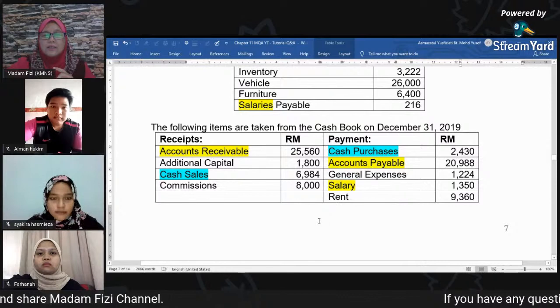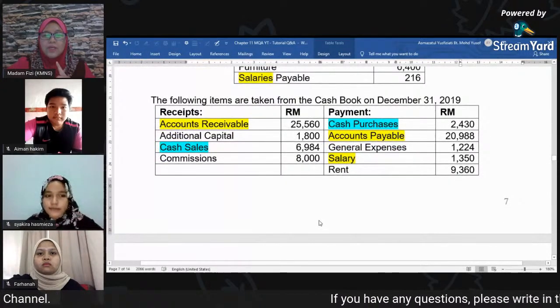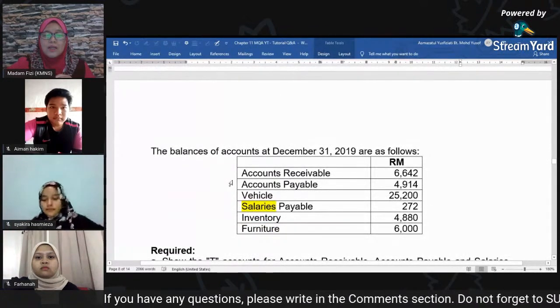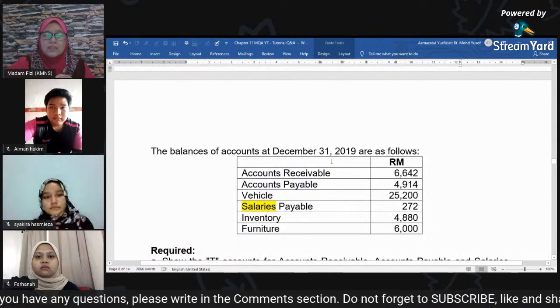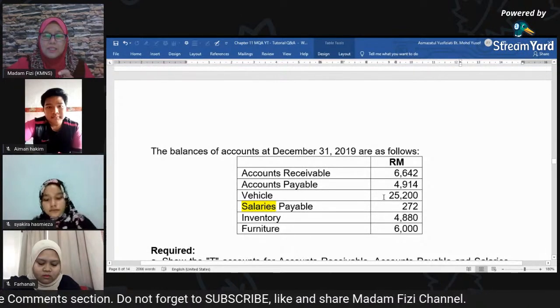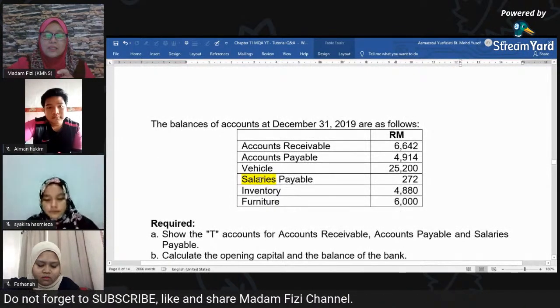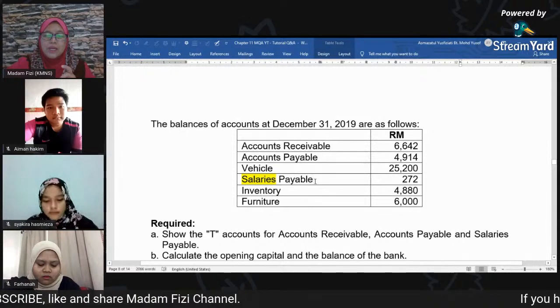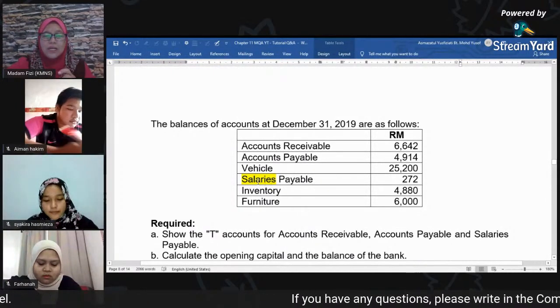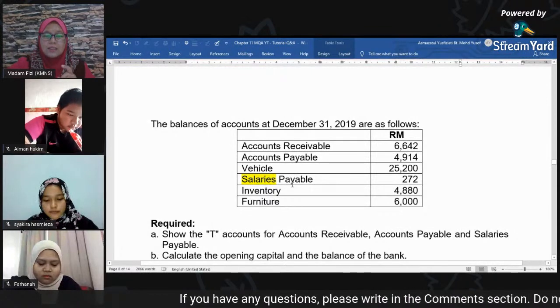Okay. So I believe you have already made the T accounts. Okay, here is the closing balance for assets and liabilities. That's why the salary payable has an opening balance and closing balance. That's why we have to calculate the salaries expenses.